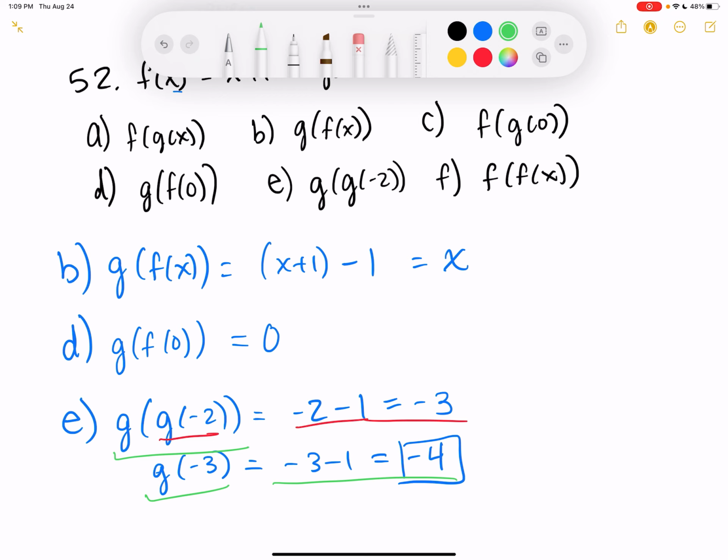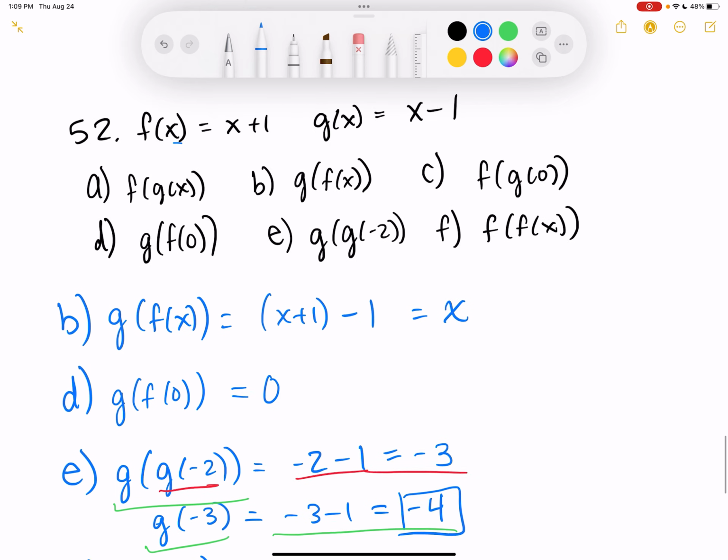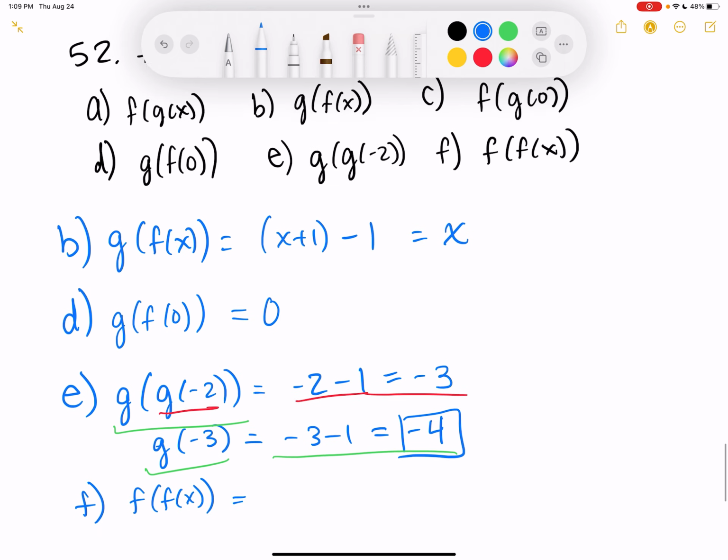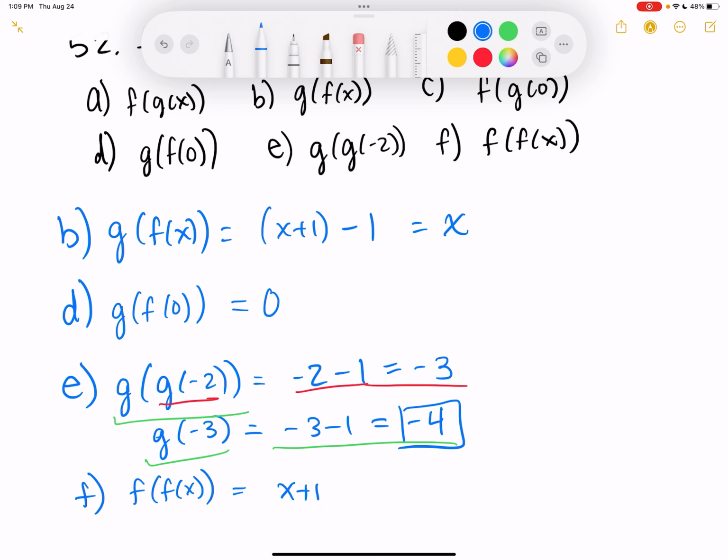So then with f of x, I just plug in x plus 1 for x in f of x. So x plus 1 plus 1, which is x plus 2.